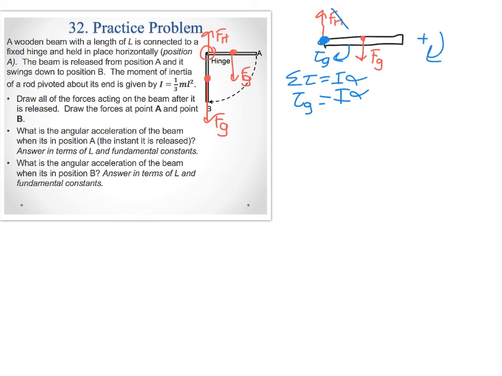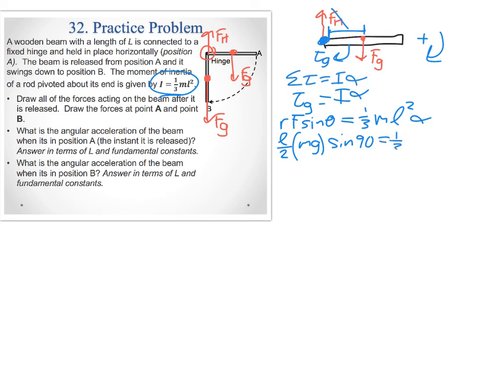I can substitute in R F sine theta for that torque from gravity. I know that my moment of inertia is given here as 1/3 ml squared times alpha. My R, that location where gravity acts, is going to be from here to here, that distance from the pivot to where that force acts, which is half the length. So I'm going to call that R = L over 2. The force of gravity is just going to be mg, of course, and it's going to be sine of 90, which is 1, equals 1/3 ml squared times alpha.